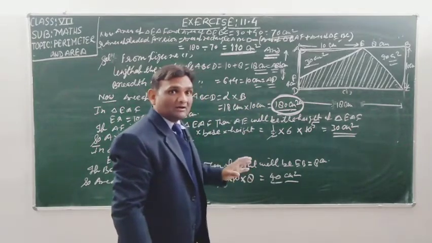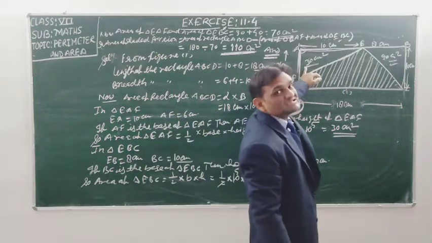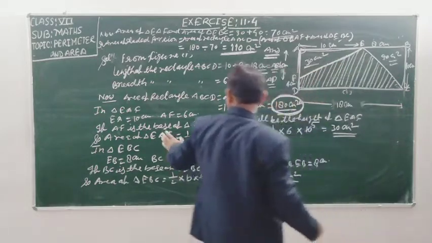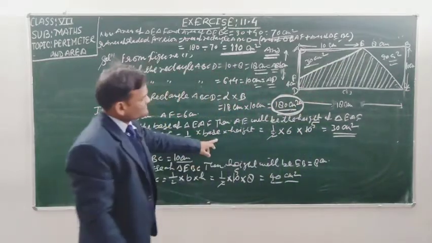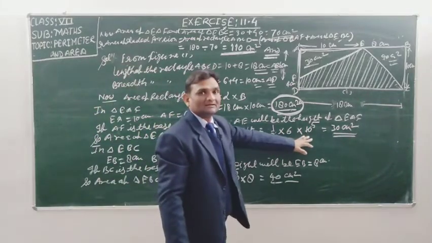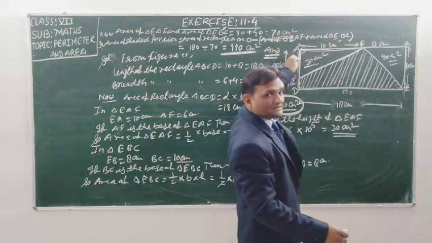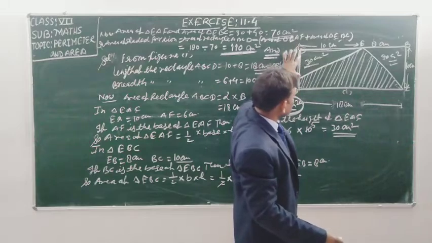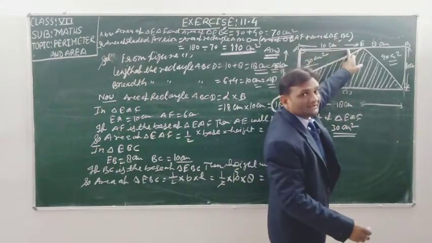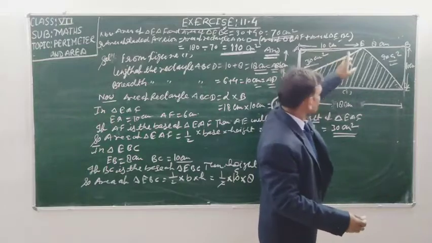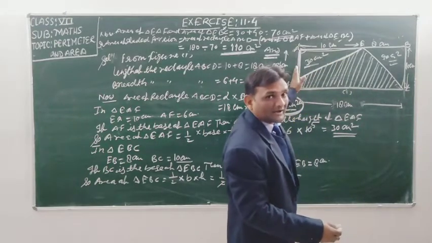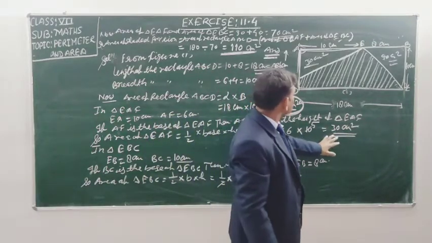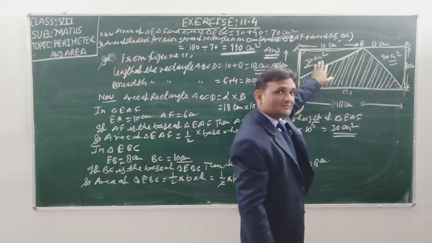Now one by one we are finding the area of each triangle which is not shaded, means this triangle and this triangle. So area of triangle EAF is 1 upon 2 base into height. You can assume any side of this triangle as the base. If you assume this is the base, then this side will be the height. So 1 upon 2 into base into height is 30 centimeter square. The area of this triangle is 30 centimeter square.